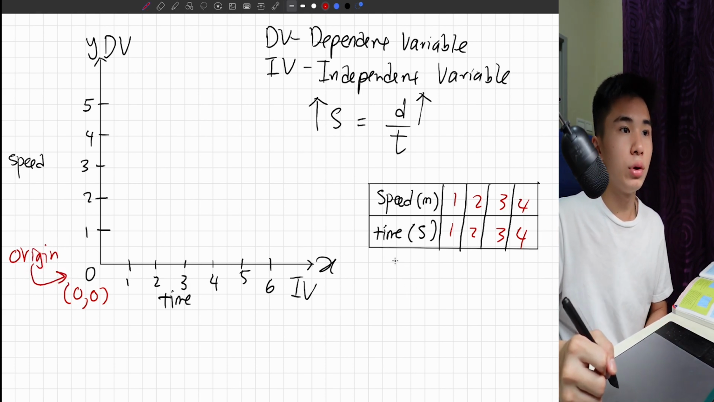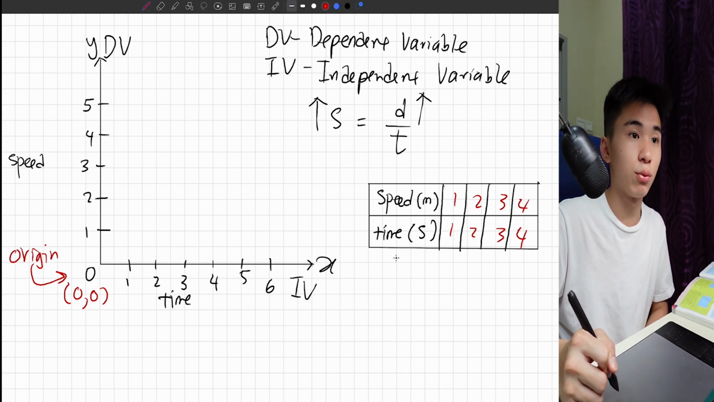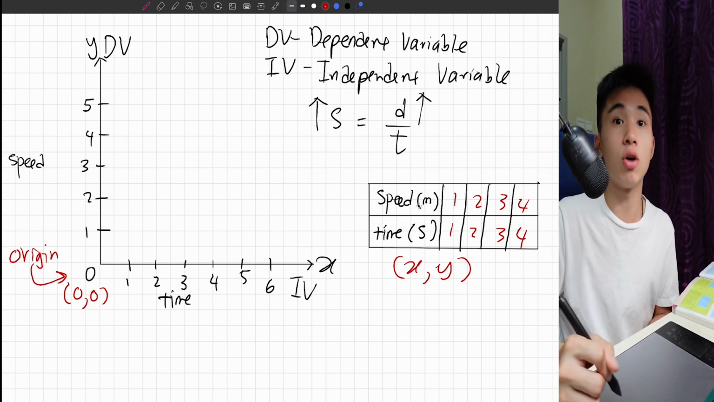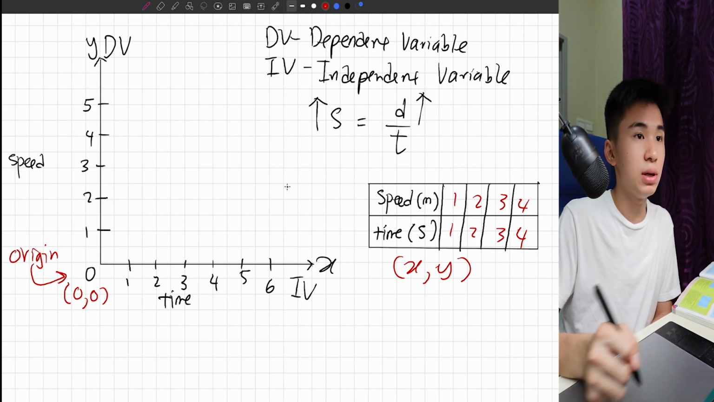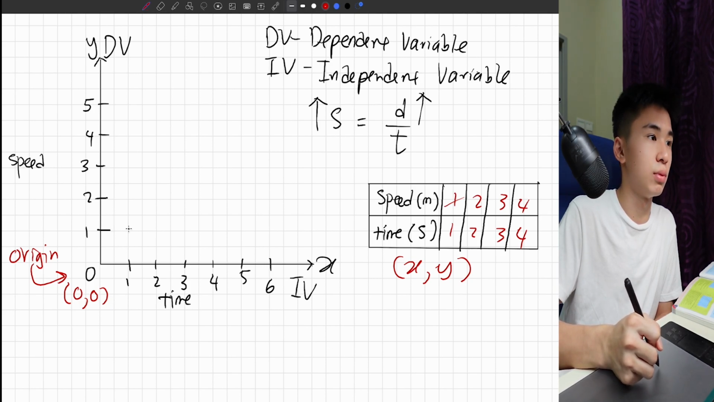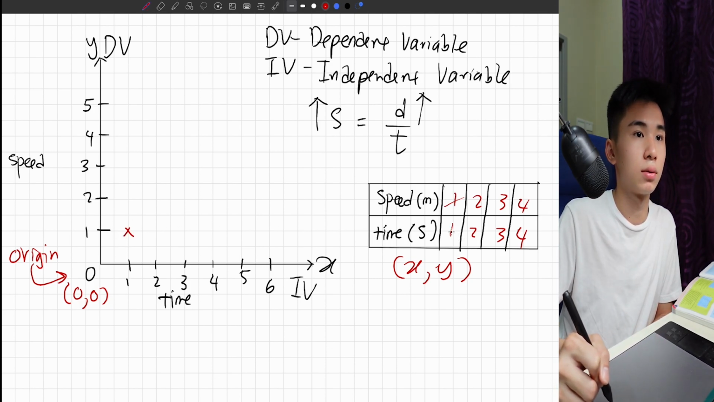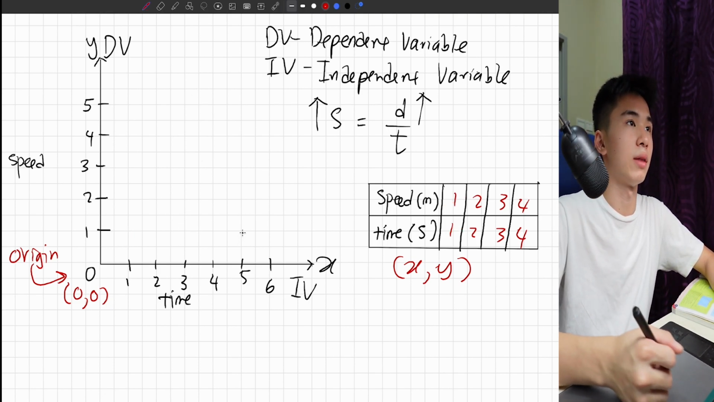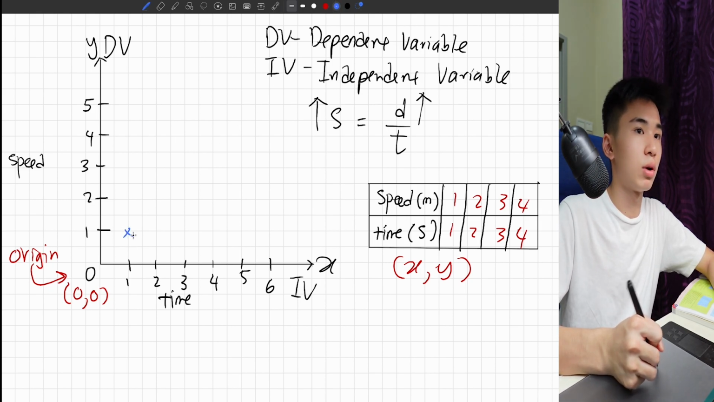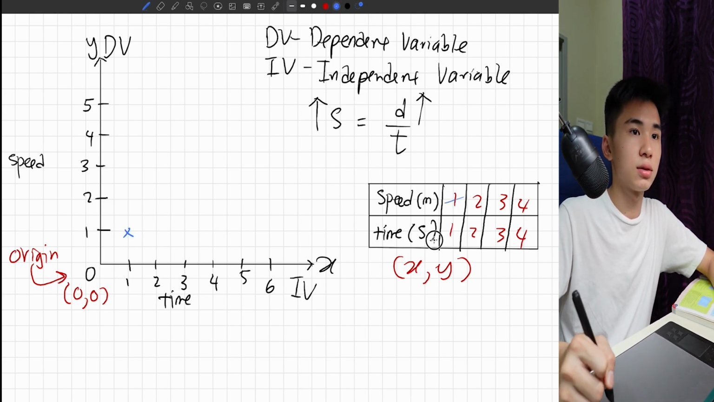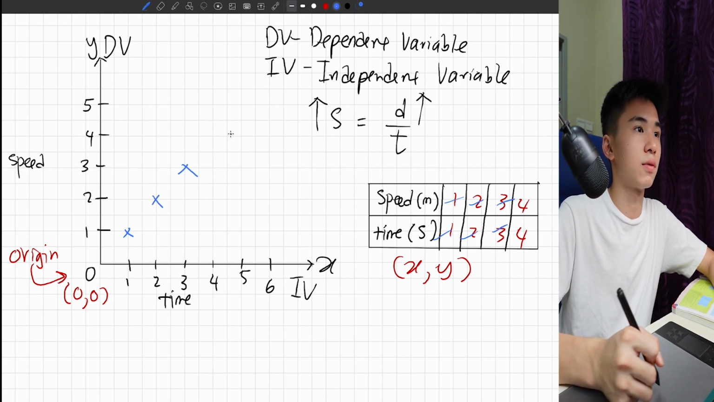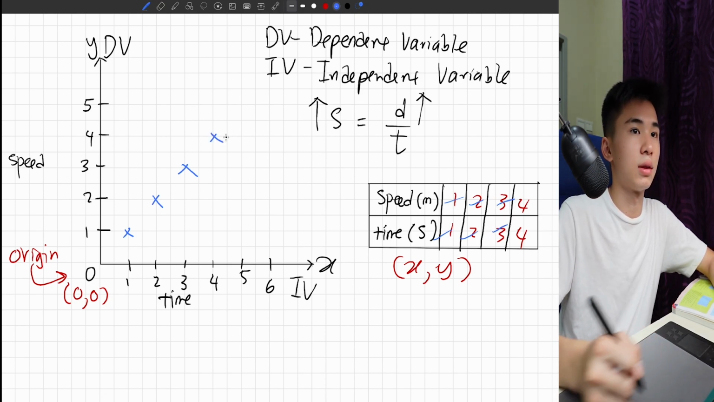The way we read a coordinate is we start with x and then y. Now I'm going to plot all of these coordinates onto this graph. The speed is going to be 1, so this is going to be 1 and 1. Let me just use a blue pen. 1, 1, which is a cross, then 2, 2, a cross, 3 and 3, then this 4 is going to be like this.